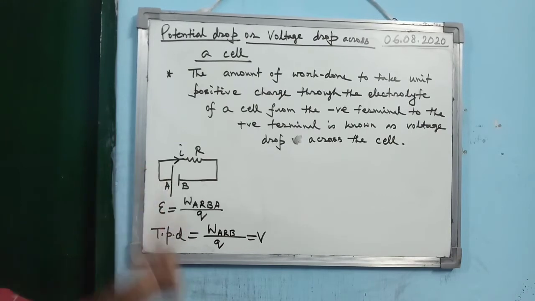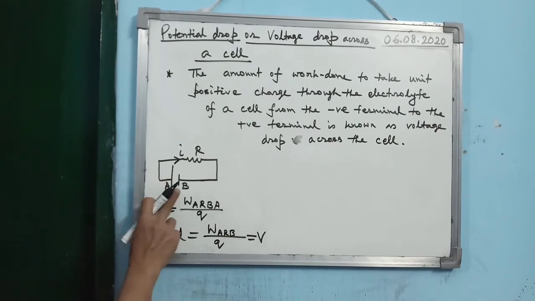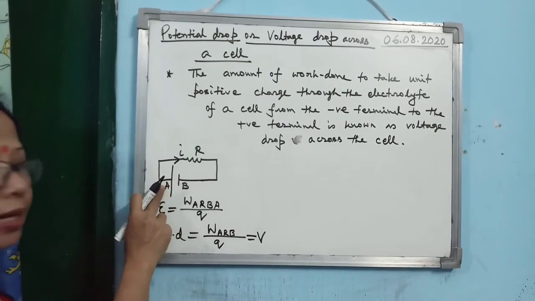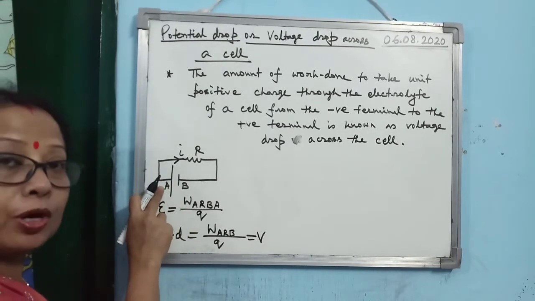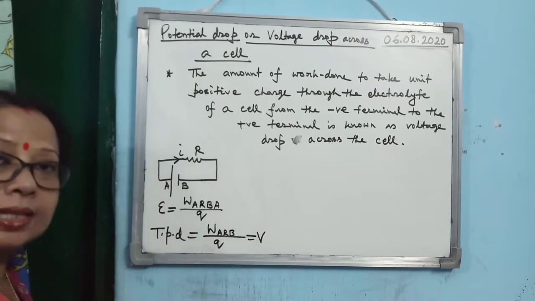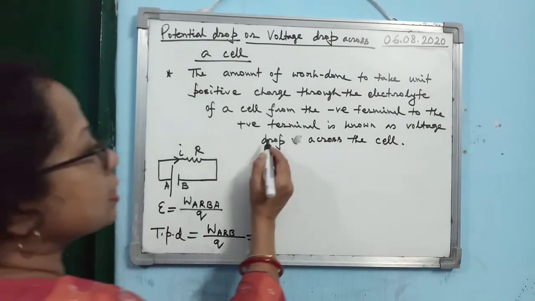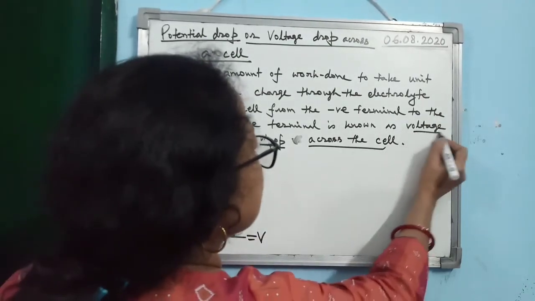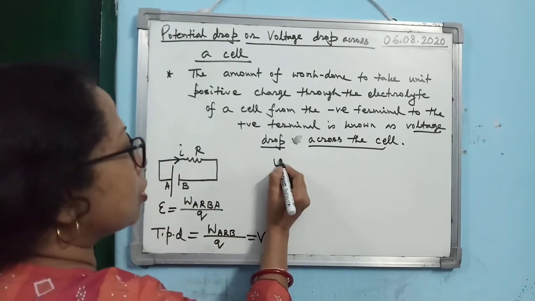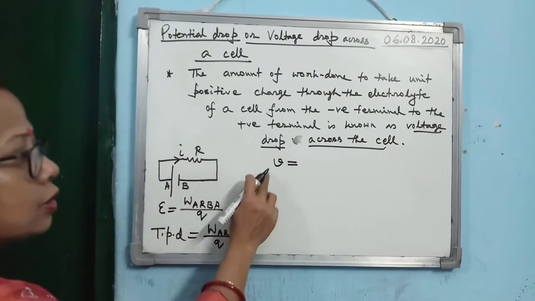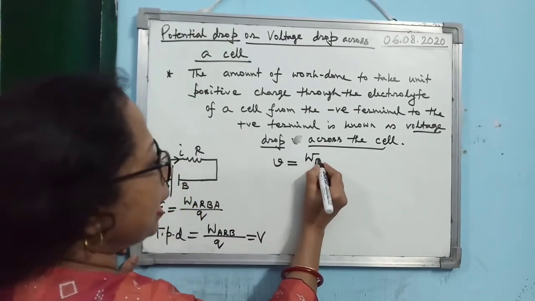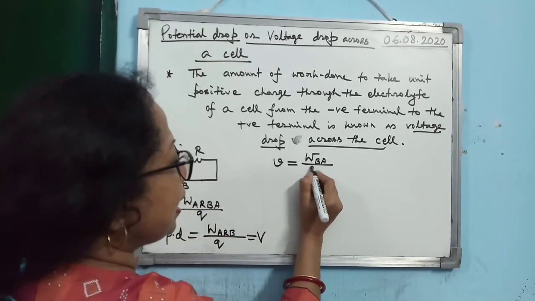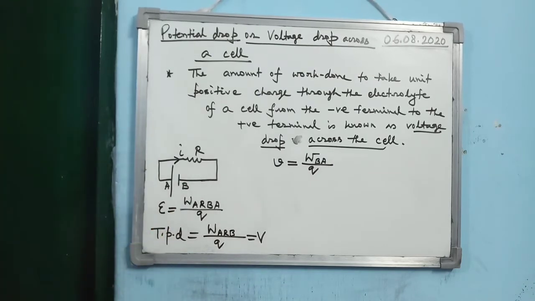So that work done to take a unit positive charge through the electrolyte from the negative terminal of the cell to the positive terminal of the cell, within the cell, is known as the voltage drop across the cell. We denote voltage drop by small v, and from the diagram you can write it as W_BA divided by Q.